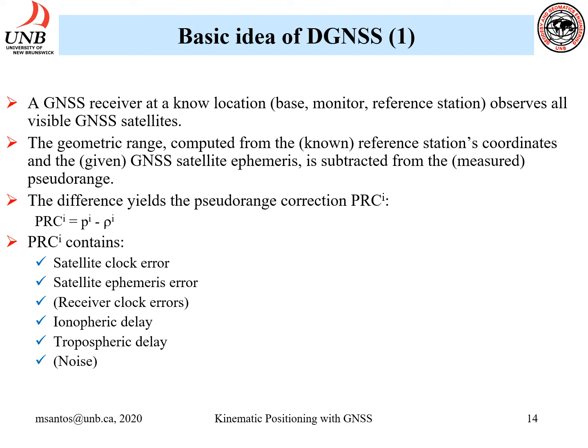Basic idea of DGNSS. A GNSS receiver at a known location, that we can call a base, monitor, or reference station, observes all visible GNSS satellites. The geometric range, or geometric distance, can be computed from the known reference station's coordinates and the given GPS satellite ephemerides. It is then subtracted from the measured pseudorange. The difference between the measured pseudorange and the geometric distance is what we call the pseudorange correction, PRC.